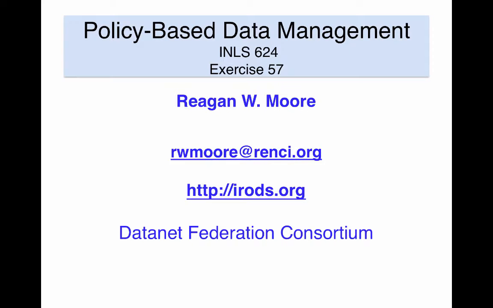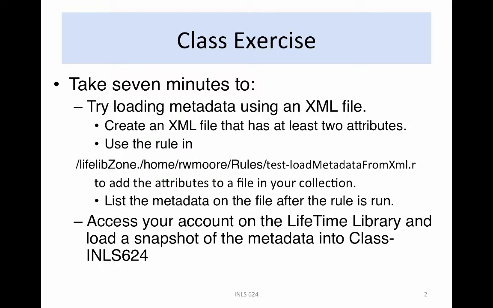Take 7 minutes to complete exercise 57. Try loading metadata using an XML file. Create an XML file that contains at least 2 attributes. Use the rule lifelibzone/home/rwmoore/testLoadMetadataFromXML.r to add the attributes to a file in your collection. List the metadata on the file after the rule is run.